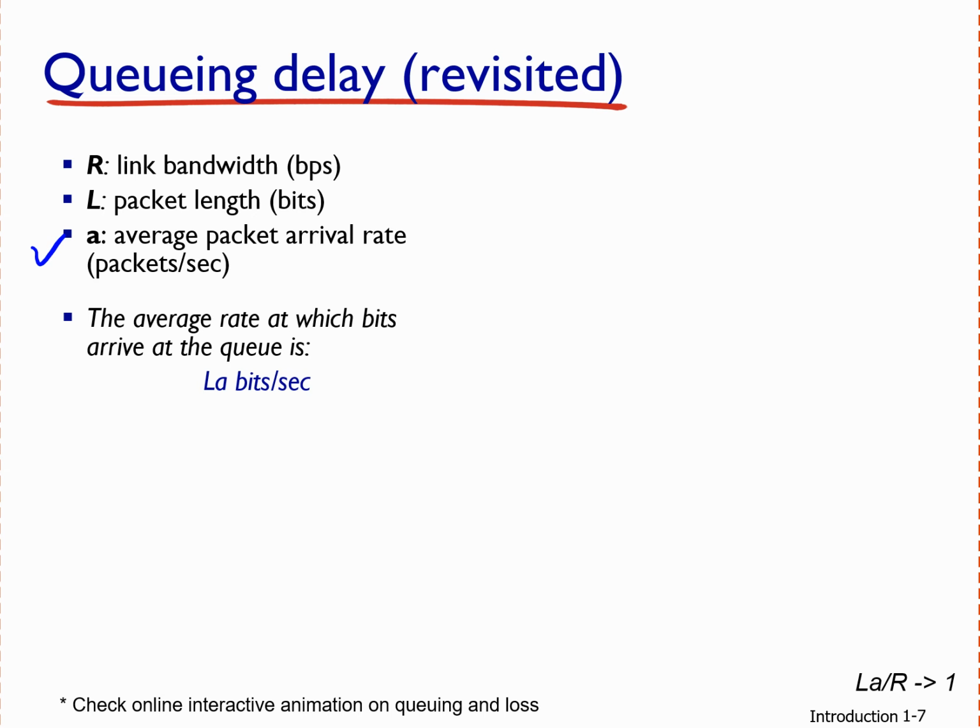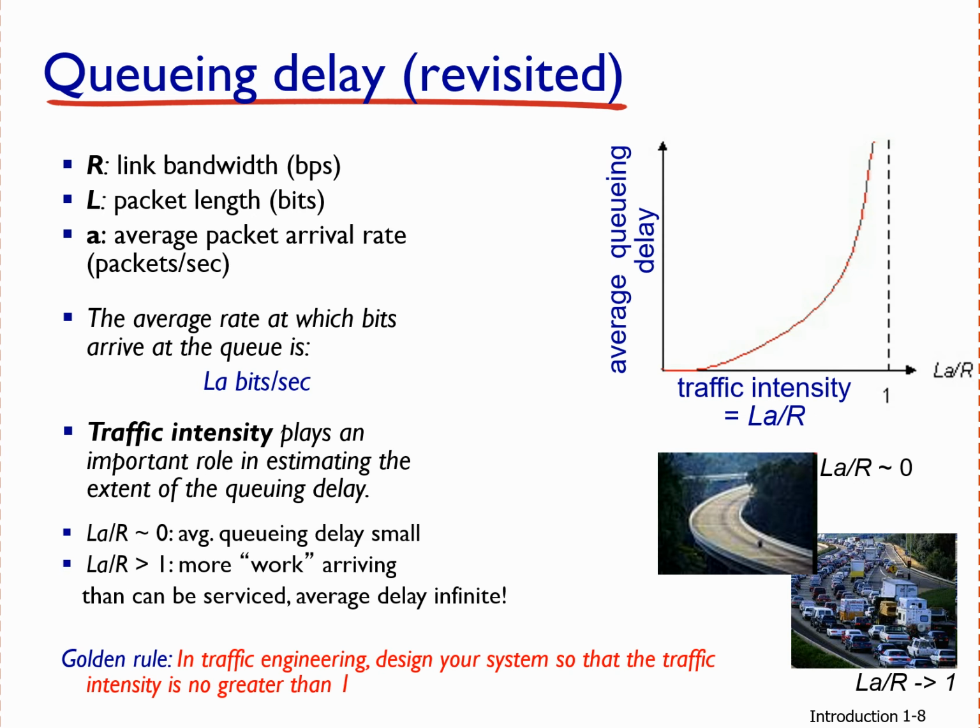Now looking at the link bandwidth and the average arrival rate, we can come up with a new measurement called traffic intensity. Traffic intensity plays an important role in estimating the queuing delay, and this can be measured as the average arrival rate divided by the link bandwidth, which is L times A divided by R.